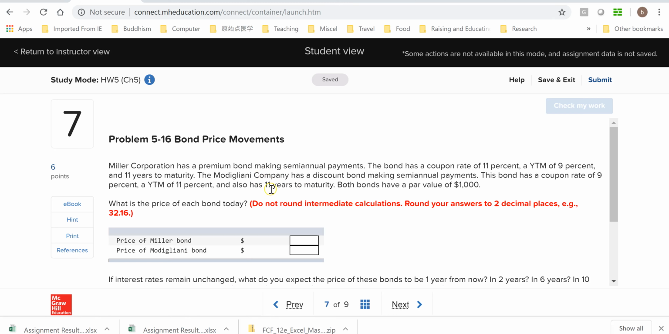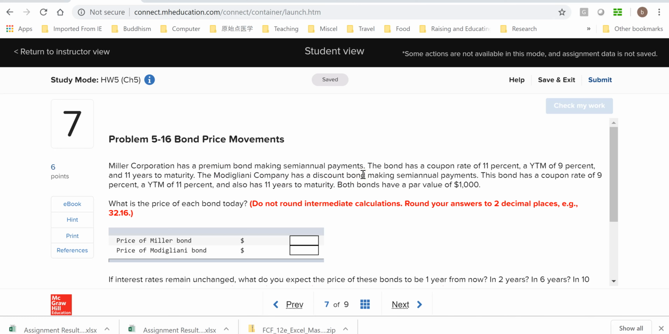The Modigliani Company has a discount bond making semi-annual payments. This bond has a coupon rate of 9%, YTM of 11%, and also has 11 years to maturity. Both bonds have a par value of $1,000. So one bond is a premium bond, another bond is a discount bond. Premium bond means that the price is higher than the par value, and discount bond means that the price is lower than the par value.